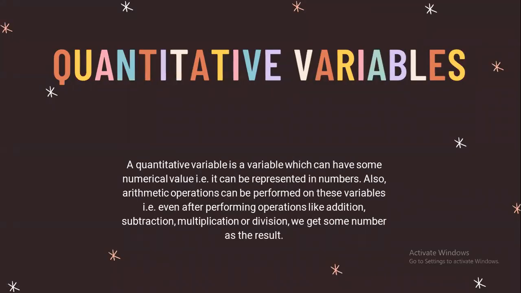Next, we have quantitative variables. A quantitative variable is a variable which can have some numerical value. It can be represented in numbers. Also, arithmetic operations can be performed on these variables. Even after performing operations like addition, subtraction, multiplication, or division, we get some number as the result. Quantitative variables answer questions such as how many or how much. Examples of quantitative variables are height, weight, household size, and number of registered cars.